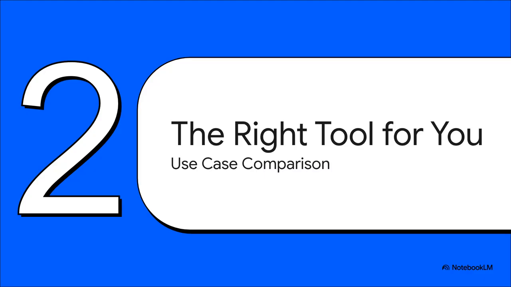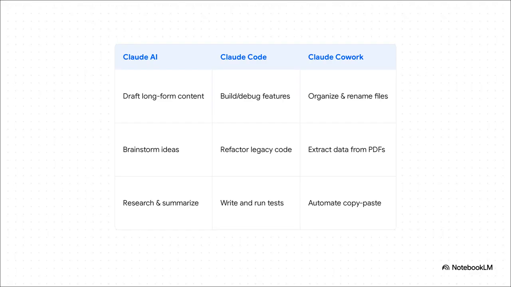Okay, so we know what they're supposed to do, but what does that actually look like when the rubber meets the road? Let's jump into a direct, head-to-head comparison to see how this all plays out in the real world. This right here really drives home the different hats these tools wear. With Claude AI, you're the writer, you're the thinker, brainstorming and creating content. With Claude Code, you're the developer, deep in the code, building and fixing things. And with Claude Cowork, you're the organizer, the efficiency expert, automating all the boring stuff that slows you down.